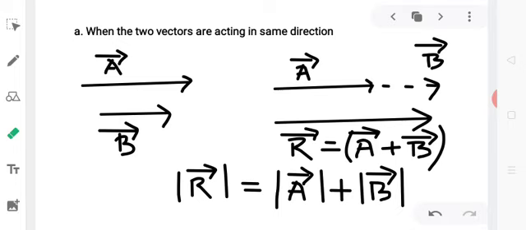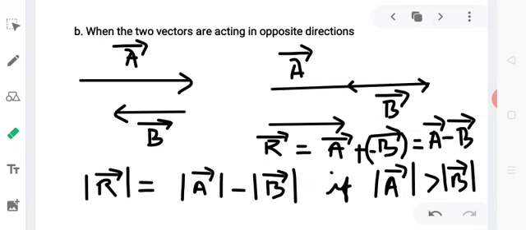In this case, the magnitude of the resultant vector is equal to the sum of the magnitudes of the two vectors, and its direction is the same as that of the two given vectors. So mathematically we can write the magnitude of vector R to be equal to the magnitude of A plus the magnitude of B. The mod sign actually shows the magnitude of the vector quantities.